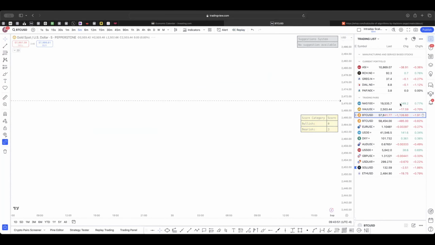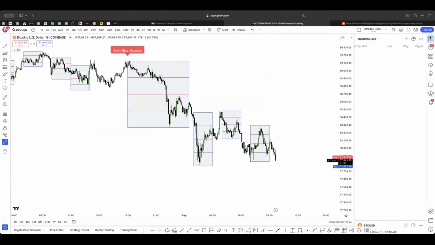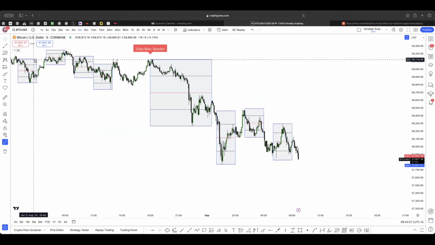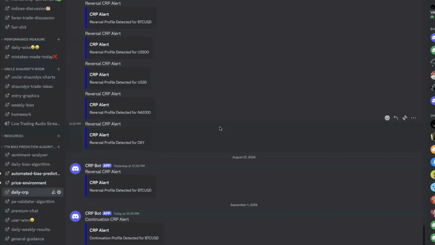Take a look at Bitcoin. So Bitcoin is playing out nicely. All right. So now what I'll do is I'm going to show you guys the Discord channel. The Discord channel of the bias prediction algorithm. You can take a look and you will then understand what it is useful for. All right. So give me a second. There you go. So here we go.